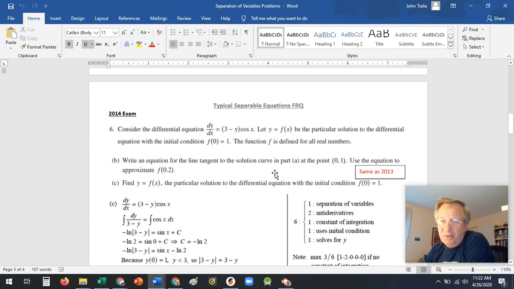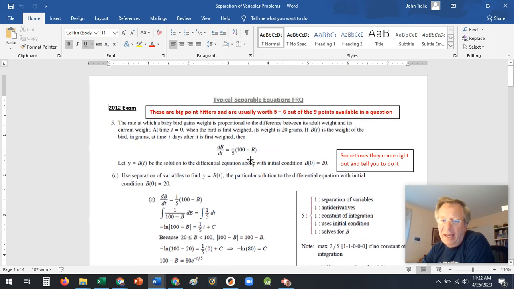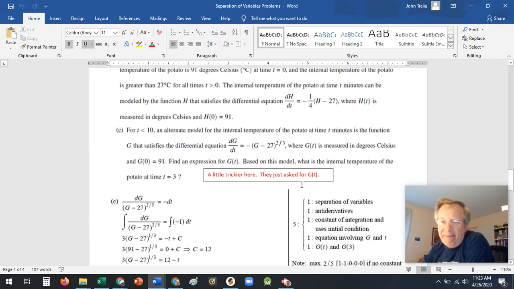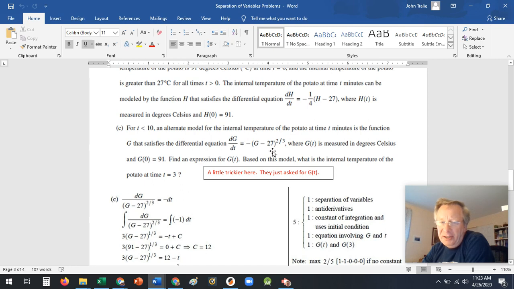It's like the first one I showed you with the db dt. If the b shows up on the right side, and in this case here, dg dt, and g shows up on the other side, you're going to have to do separation of variables to get the particular solution. You're going to have to move g to the other side. I walked through this one as well.